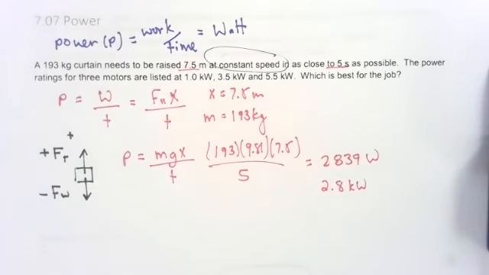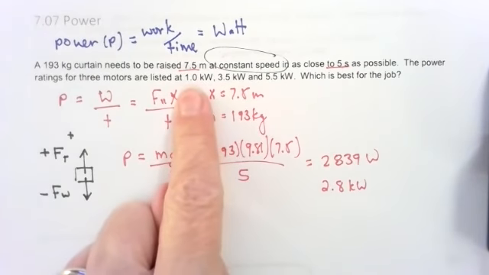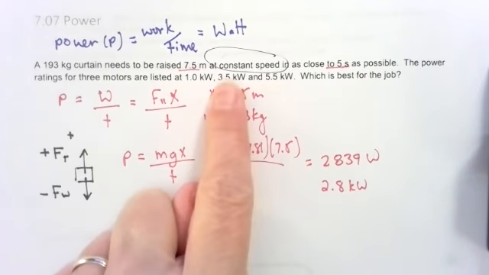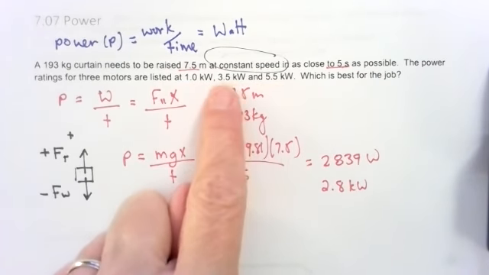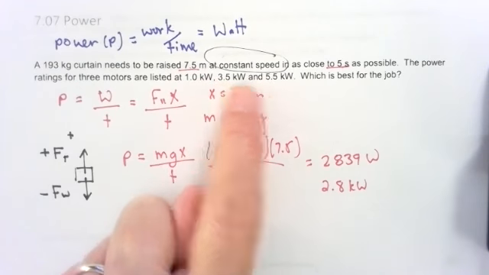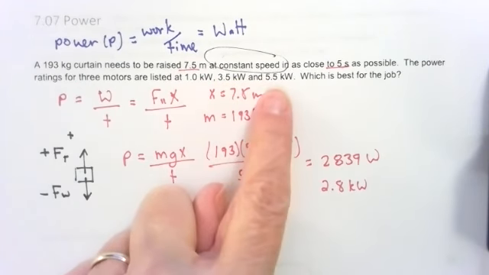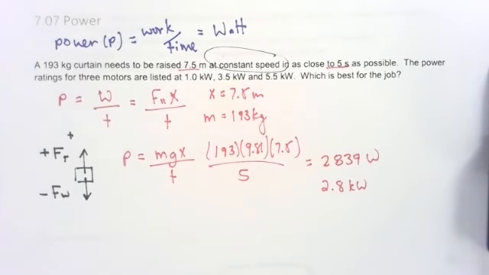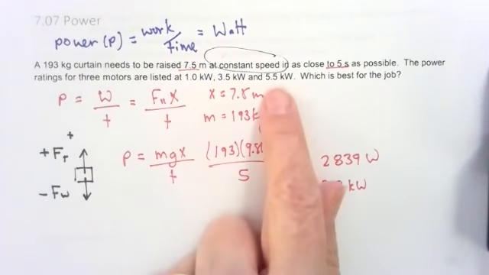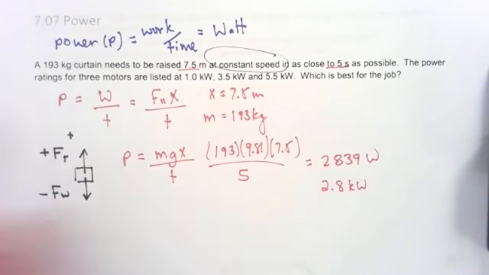So which one of these motors work best? Well, this one's not going to have enough. This one's going to have way more than we need. This one's going to be pretty close. It's going to have enough power to get the job done. Why not just buy the 5.5? Well, maybe if you have other jobs you think you need a 5.5 for, okay, but remember, you pay for power. And so you're going to have a much higher price tag on that motor versus this motor. So save yourself some money.